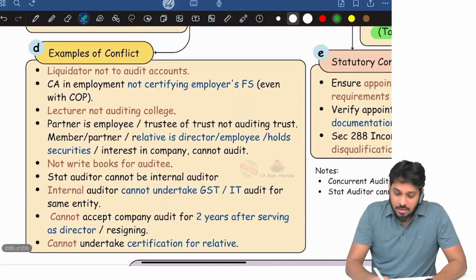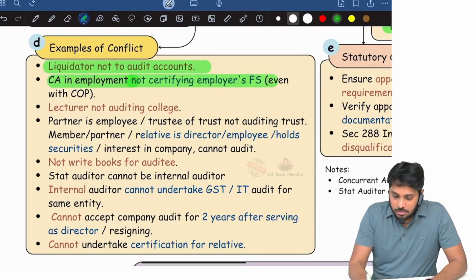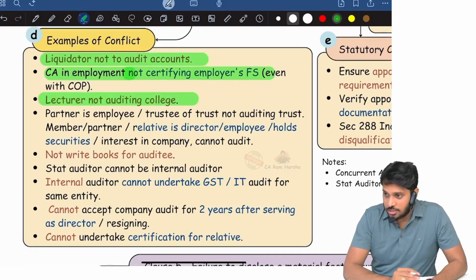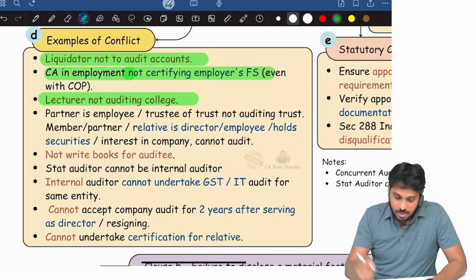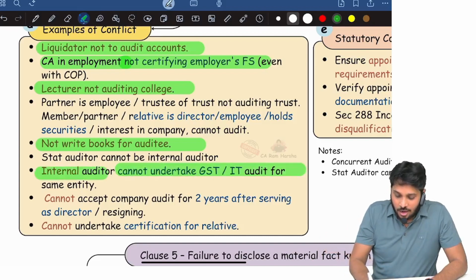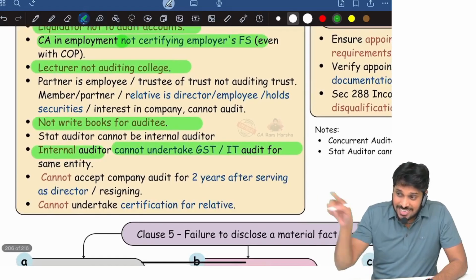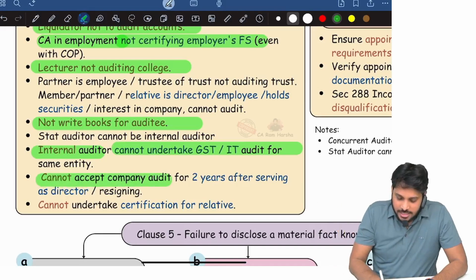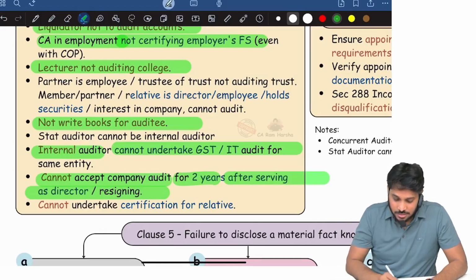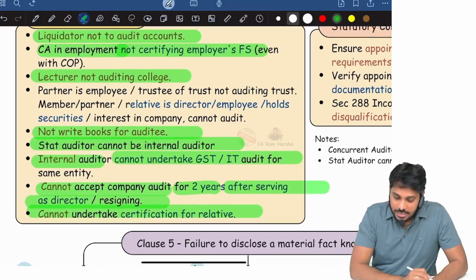Examples of conflict. For example, a liquidator should not audit the accounts. A CA in employment should not certify the employer's financial statements. A lecturer should not audit the college where he lectures. You should not write the books of accounts of the client. An internal auditor cannot undertake the GST or income tax audit of the same client. You cannot accept a company audit for 2 years after serving as a director or resigning from the company as a director. You cannot undertake certification for a relative. A statutory auditor cannot be the internal auditor.